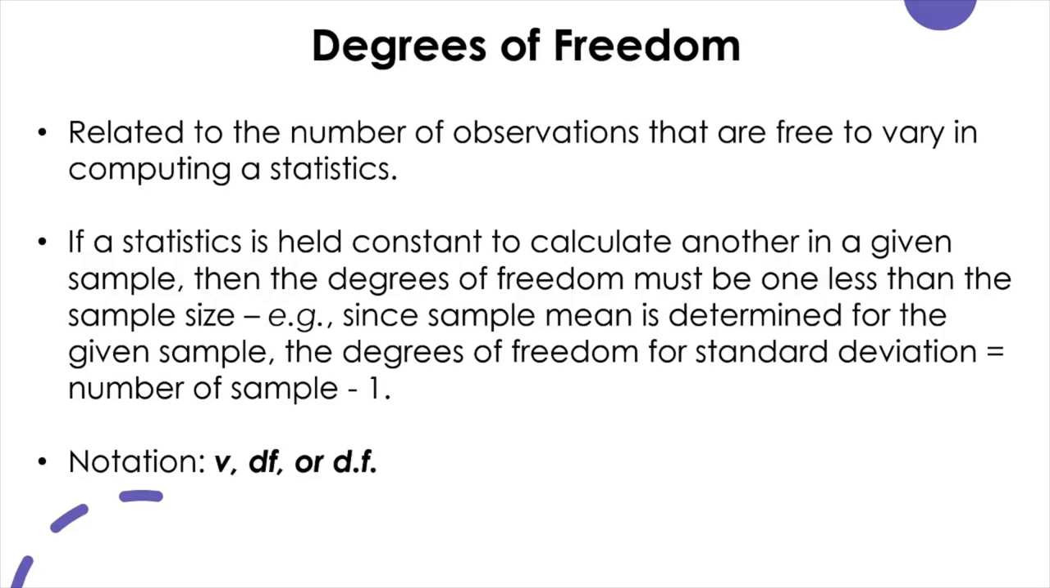So this is just what I've been saying already. Degrees of freedom is related to the number of observations you can freely change in computing a statistic. So if a statistic is held constant, in our case it was the mean, right? To calculate another statistic, which was the standard deviation in a given sample, then the degrees of freedom must be 1 less than the sample size. So in our case, we had to take away 1 from the total number of observations in calculating the standard deviation because the sample mean is fixed. So you cannot use all the members of the sample to calculate the standard deviation.